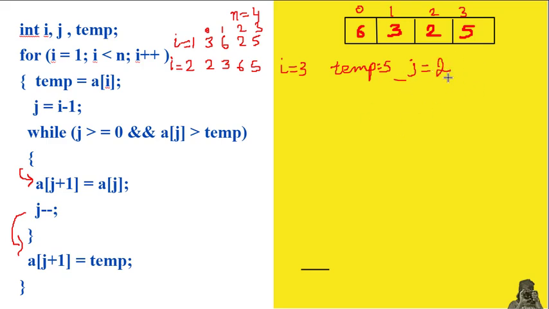So now we are moving inside this. So for that first condition is true. Now we need to check if a of 2 is greater than temp, which is 5. So at the location a of 2 we are having 6. So 6 is greater than 5. So this is true, and j is greater than equal to 0. So both conditions are true. So that's why this while loop will be executed.